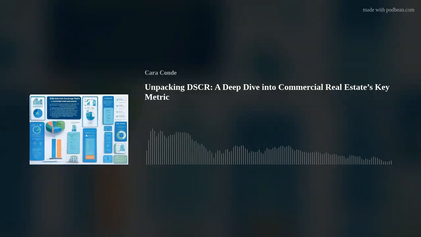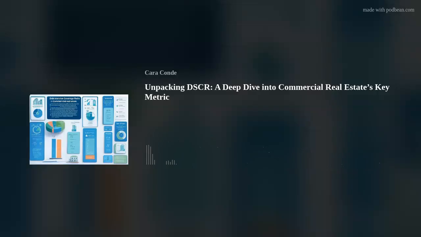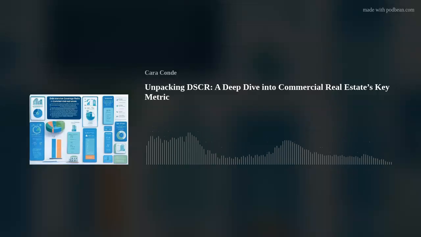Okay, so in commercial real estate, there's one number everyone really obsesses over. It's this key metric that dictates the health of any deal. Lenders are all over it, and savvy investors use it to strategically position themselves. Totally. It's DSCR, debt service coverage ratio, basically the financial heartbeat of a property.